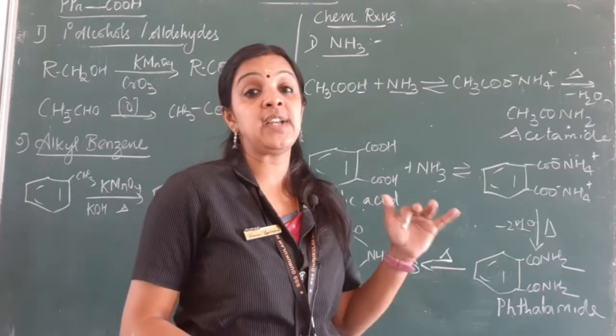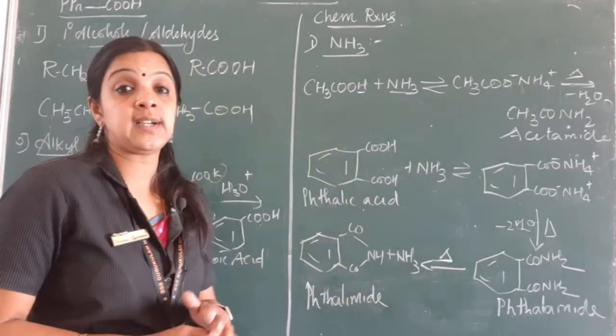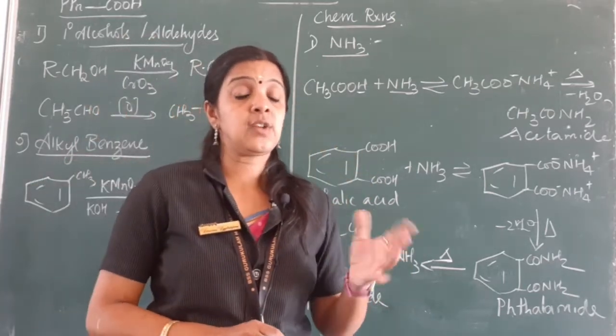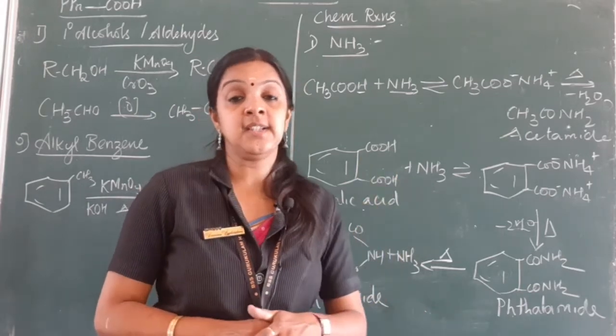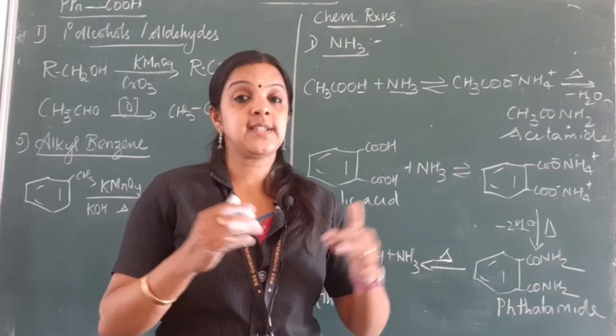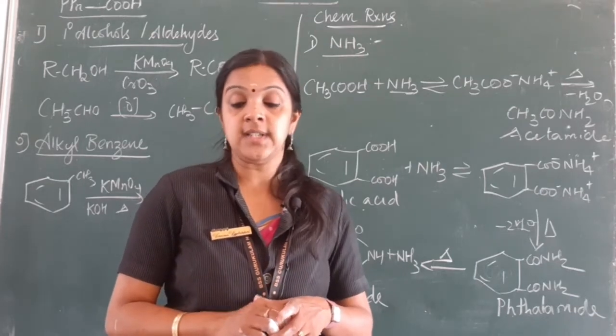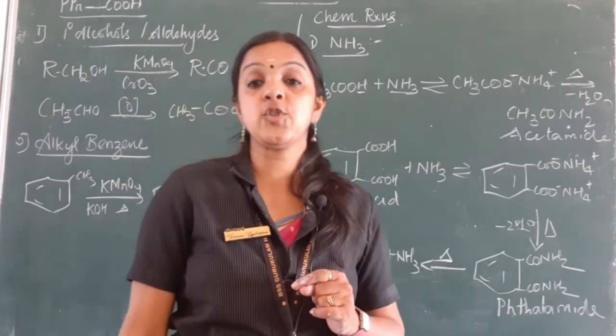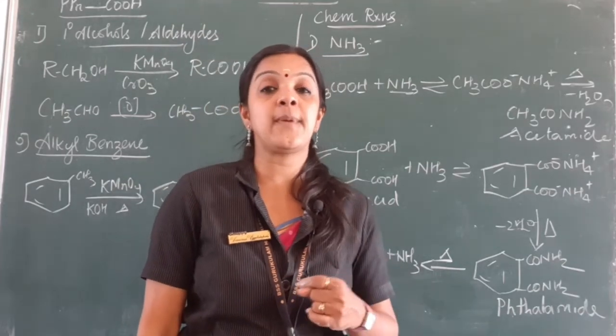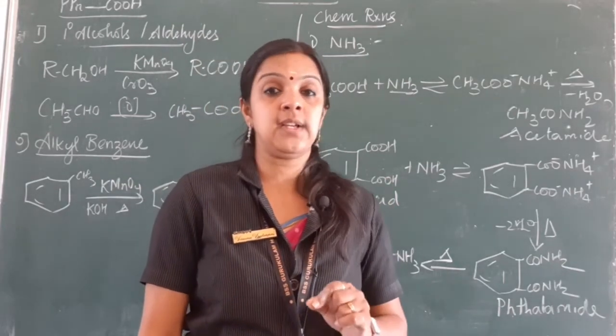So, this is a very important reaction for the acid, because they may ask you what happens or how phthalimide is formed from phthalic acid. So, you should know the steps involved in those reactions. Now, we have Kolbe electrolysis, halogenation, the HVZ reaction, and then we will learn about the acidic character of carboxylic acid.